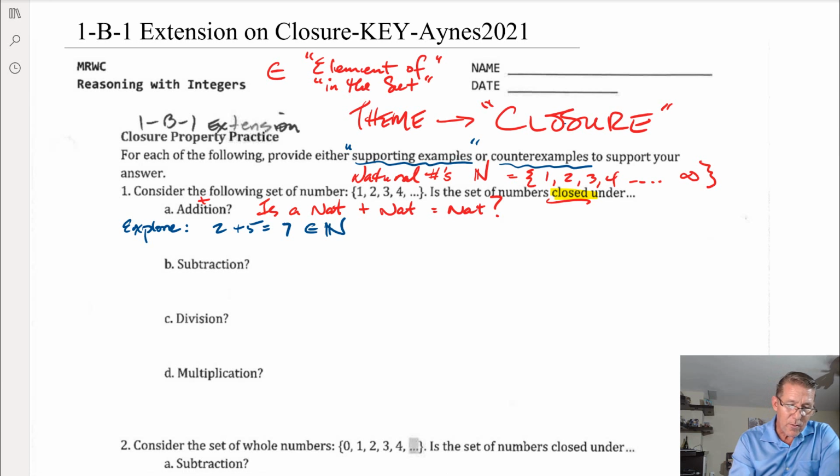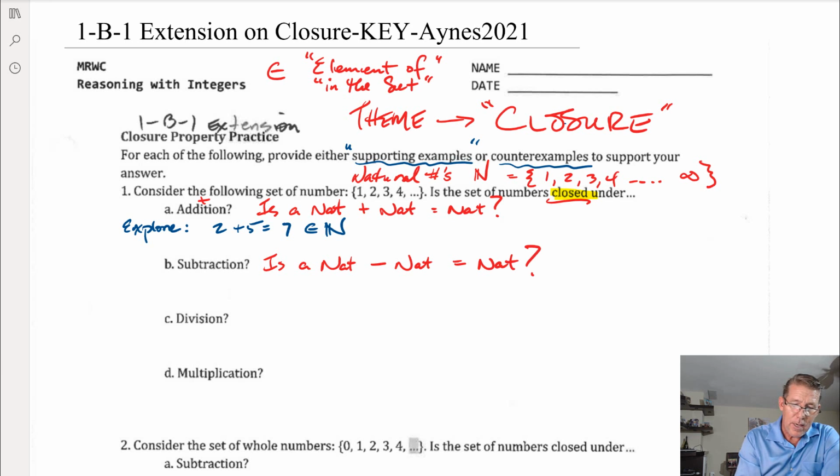Okay, so what else is true? Well, are the natural numbers closed under subtraction? I don't know. Let's try it. Let me write down the question. Is a natural minus a natural equal to a natural? That is the big question.